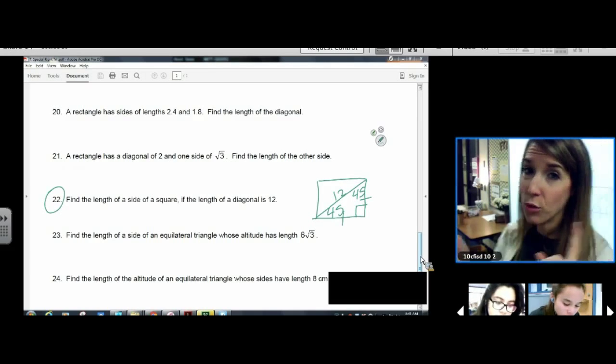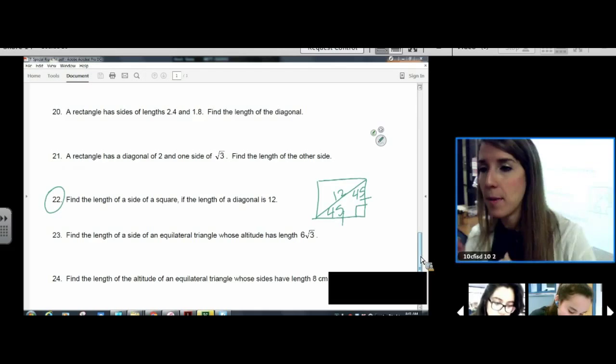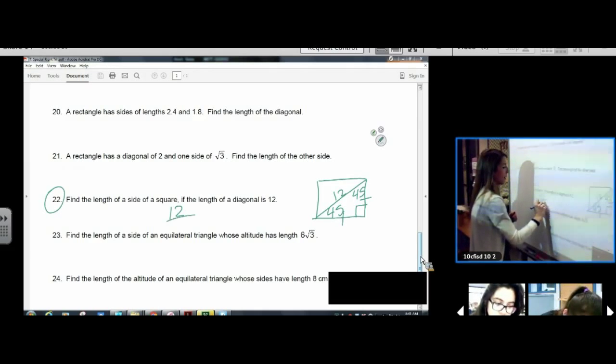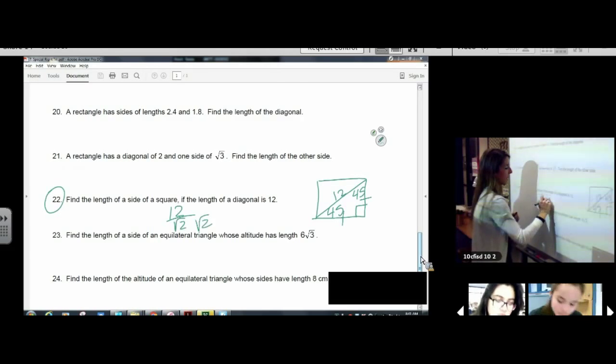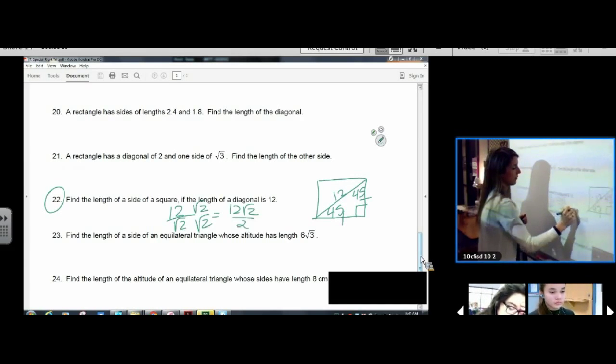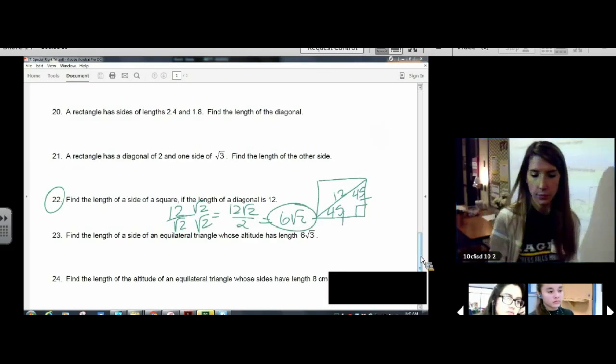Remember, when you're headed towards a hypotenuse, you multiply by root 2. When you're headed away from a hypotenuse, you divide by root 2. So it's 12 divided by root 2. Rationalize. 12 root 2 over 2. 6 root 2. Final answer.